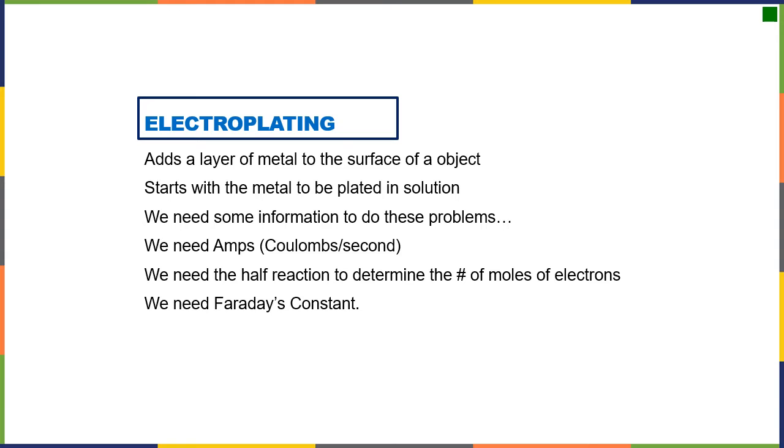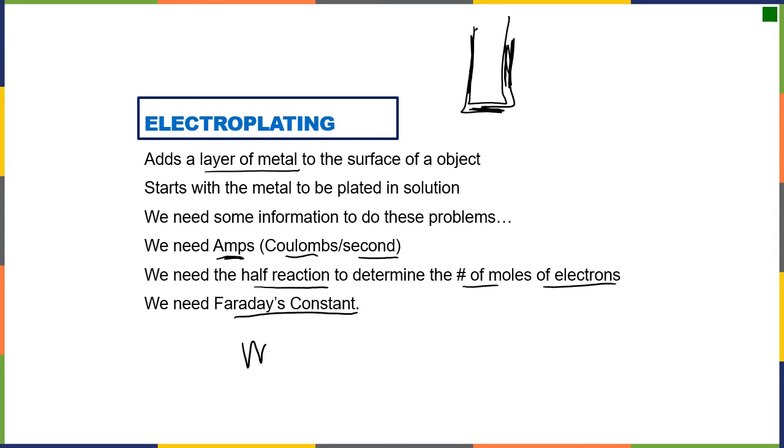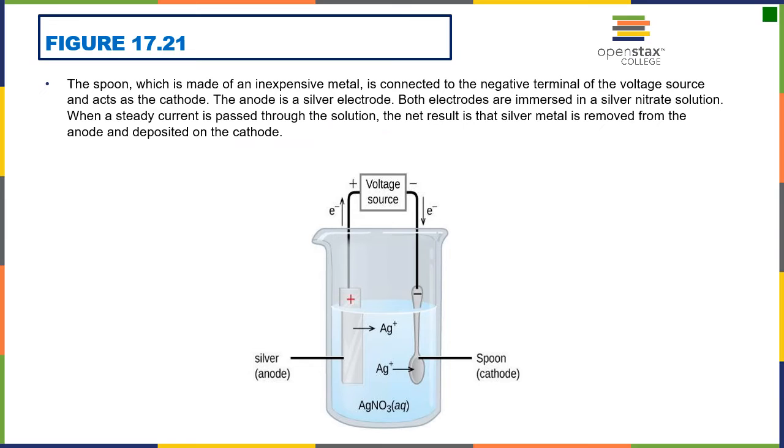So electroplating. Electroplating uses electrolysis, so we're adding electricity to a reaction, causing a layer of metal to plate out, to coat itself onto the surface of something. We start out with the metal to be plated, what we want to put as our surface, in solution as an ion, and then we need to add some current to this. We need to put some amperage in, or coulombs per second. We also need to do some other things. We need to know the half reaction to determine how many moles of electrons the reaction takes to occur. We're going to need Faraday's constant. We're going to need the molar mass of the stuff that we want to plate out, and we go from there. How might this work?